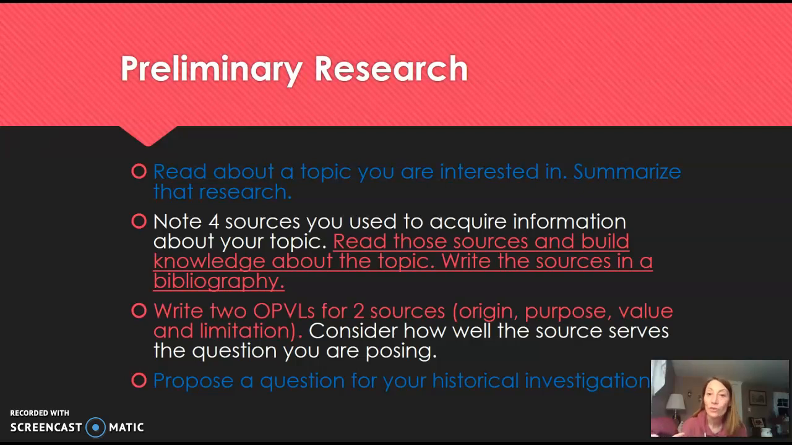So it's kind of like, Mrs. Wallace, this is what I learned about Brown versus Board of Ed. First, I learned that, boom, boom, boom. Then next, I learned that, and you're summarizing some of the research. You might be citing sources, but you're describing the research that you did, and you're doing that in an oral format.